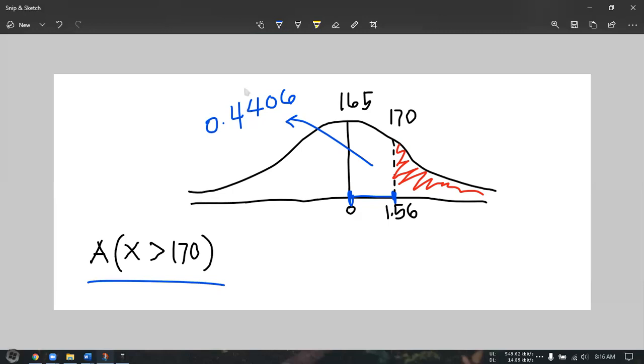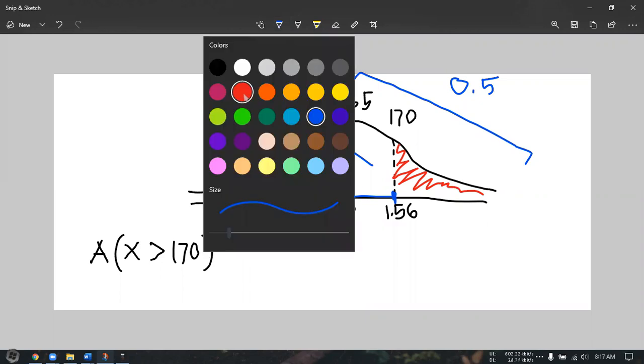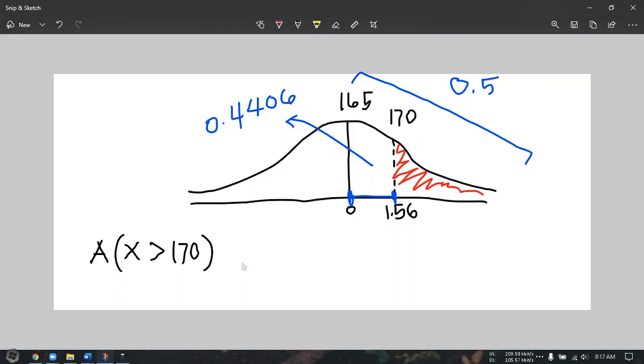Let me give you a hint. This is 0.4406 of the distribution. And based on our definition, half of the distribution is 0.5, right? That is 0.5 and this is 0.4406. How do you think we can solve this shaded portion? Anyone? Subtract. Yes, very good.